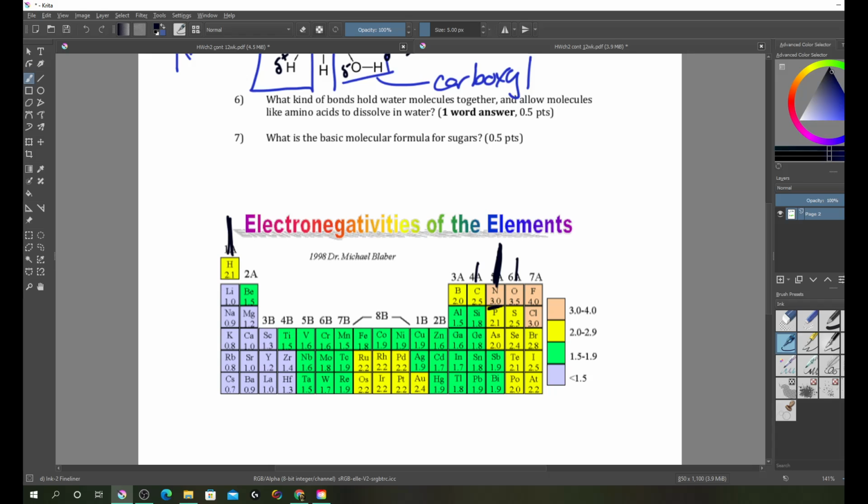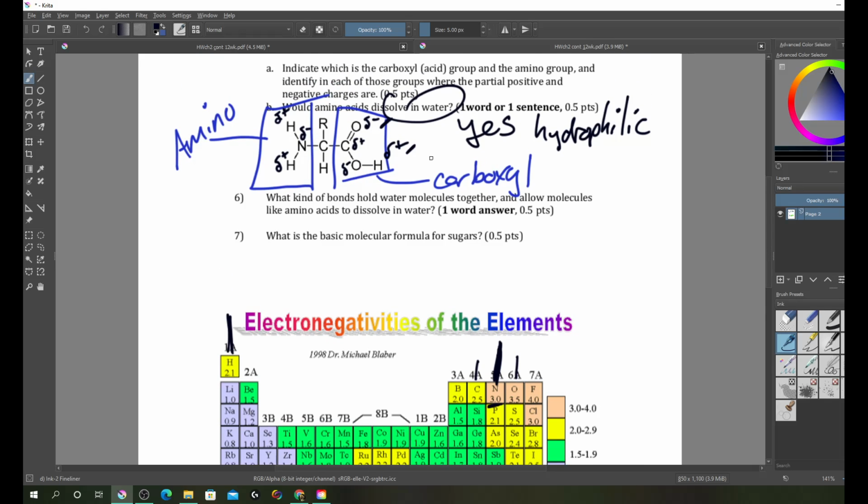What kind of bonds hold water molecules together and allow molecules like amino acids to dissolve in water? Okay, how is water attracted to this? Well, here's a water molecule, H2O, 2 hydrogens and an oxygen, partial negative charge, partial positive charge, partial positive charge. So what holds all these water molecules together? It's attractions we know between positives and negatives, between opposites. There's just like this force that's attracting them. We have a name for that force. It's called hydrogen bonds.